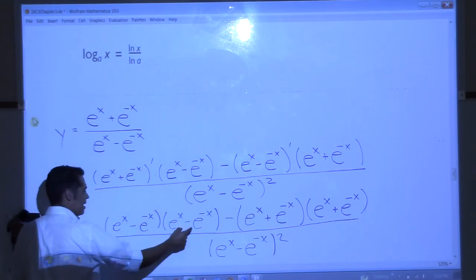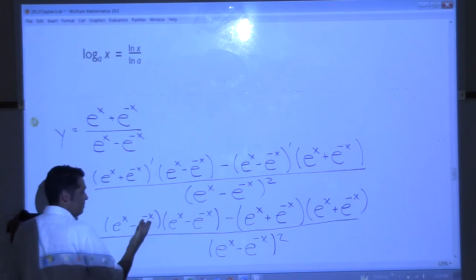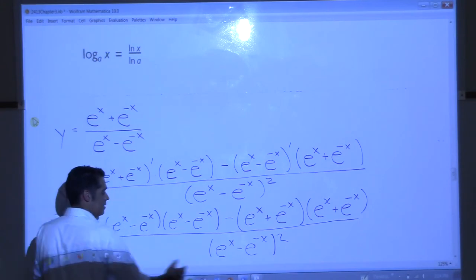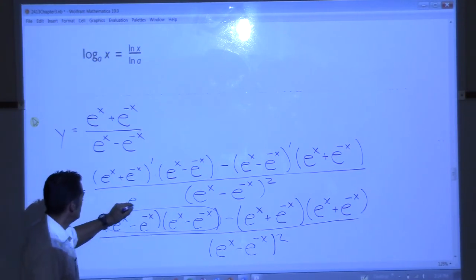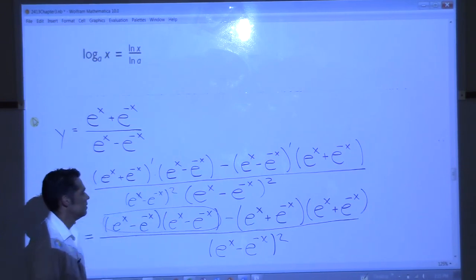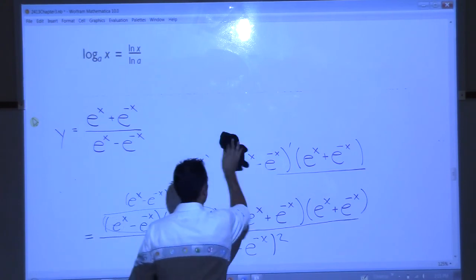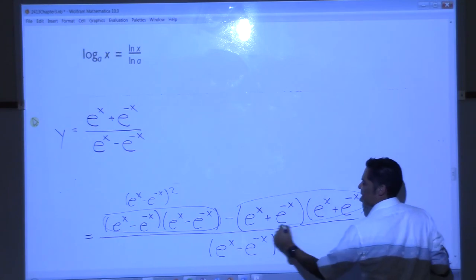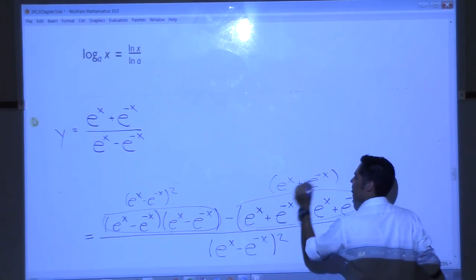This is the same thing. So it's really this squared, isn't it? But that's this, isn't it? So like these two together would be e to the x minus e to the negative x, that quantity squared, right? That's what those two together would be. And then these two together would be e to the x plus e to the negative x, squared.